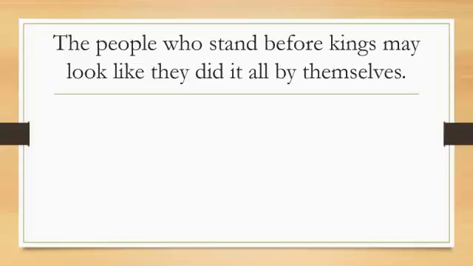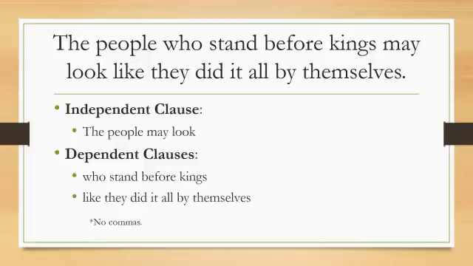Our next sentence is a little bit longer and seems maybe a little bit more intimidating, but it's not too bad either. The people who stand before kings may look like they did it all by themselves. So we've got some clauses here, and what are they? In fact, we have three clauses. We have one independent clause, and we have two dependent clauses. The independent clause is the people may look, and the dependent clauses are who stand before kings and like they did it all by themselves.